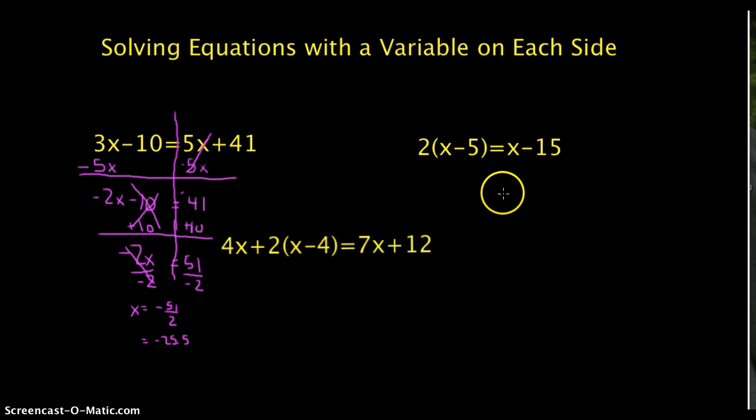Let's try another one here. I'm going to have one additional step to do. I need to start by doing my distributive property. Before I move everything around, I want to simplify each side of the equation. So look, I get 2x, 2 times negative 5 is negative 10, equals x take away 5. So all I've done is simplified, made this a little bit easier to work with.